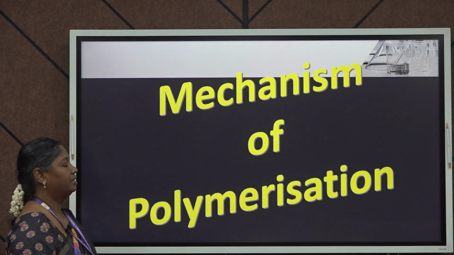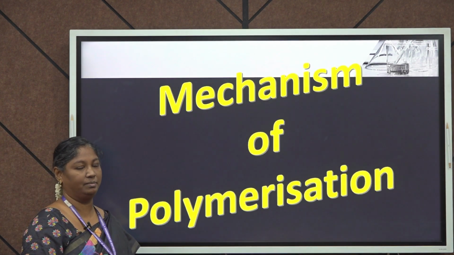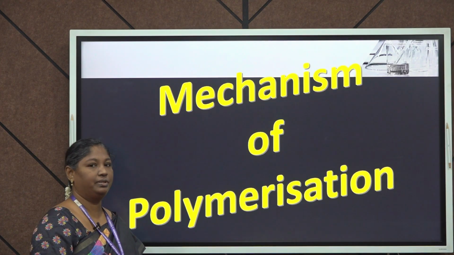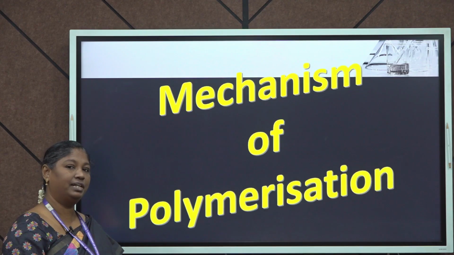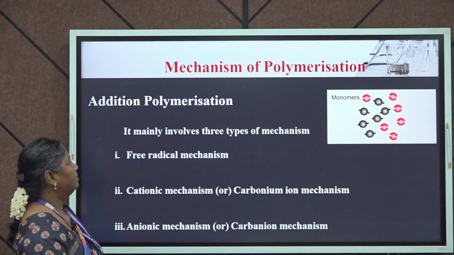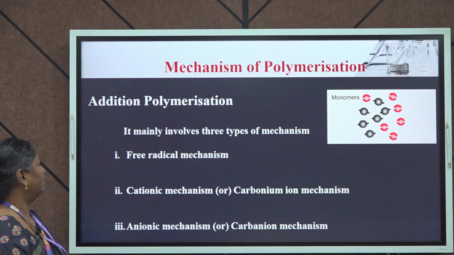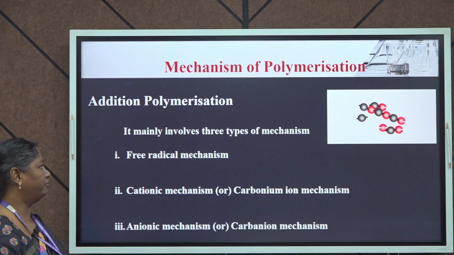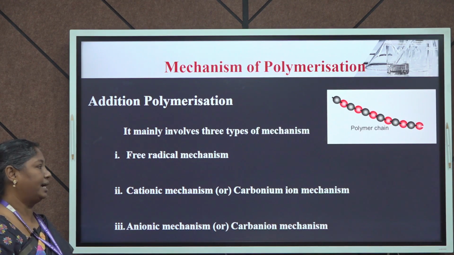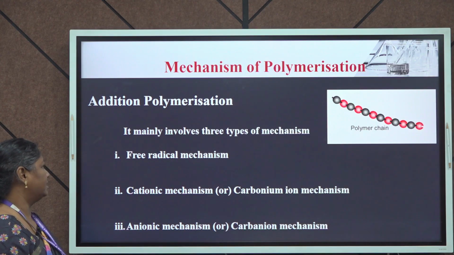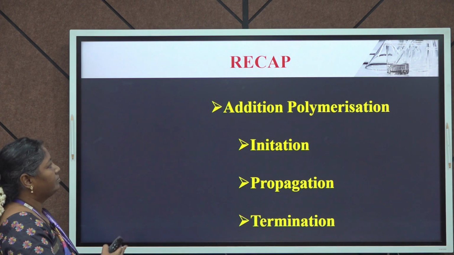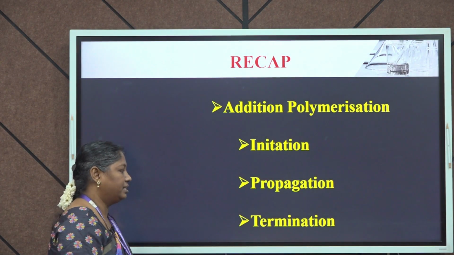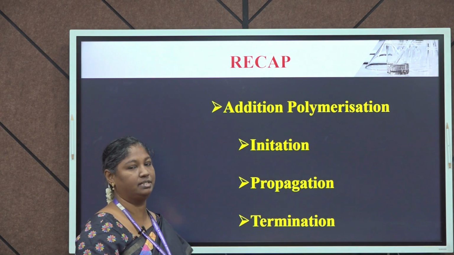Today we are going to see about the mechanism of polymerization. In the last video we have seen about the free radical mechanism, so we can have a recap. The mechanism of polymerization, in addition polymerization, mainly involves the free radical, cationic and anionic mechanisms. We have already seen the free radical mechanism. In the free radical mechanism there is initiation, propagation and termination, a 3-step process.